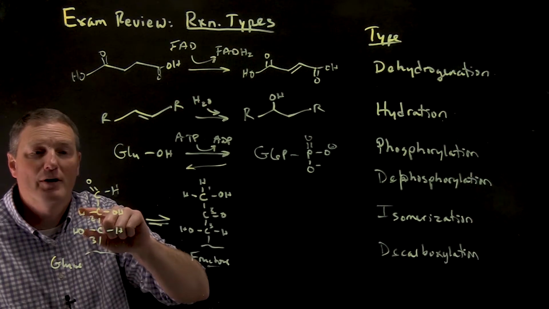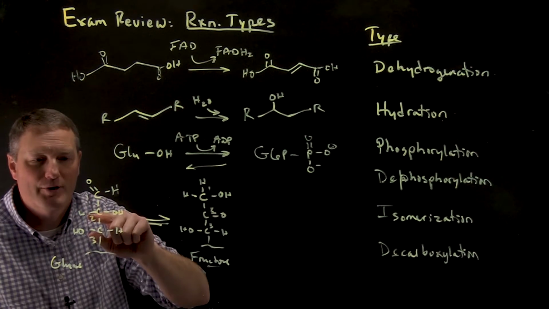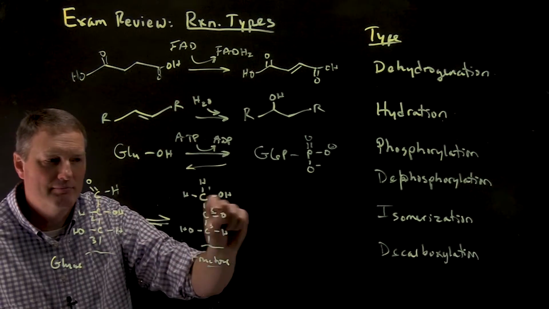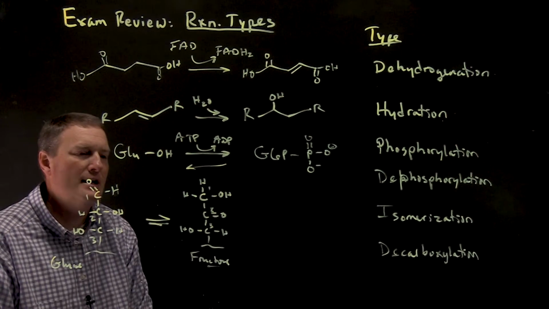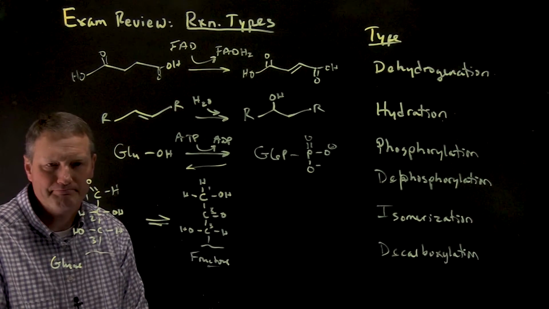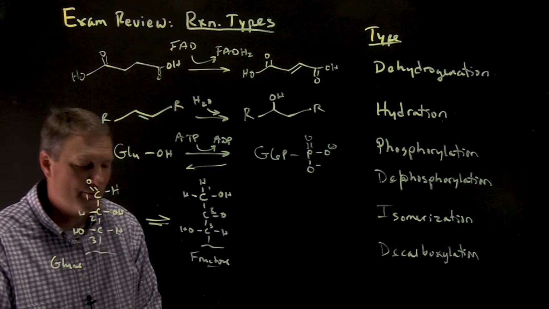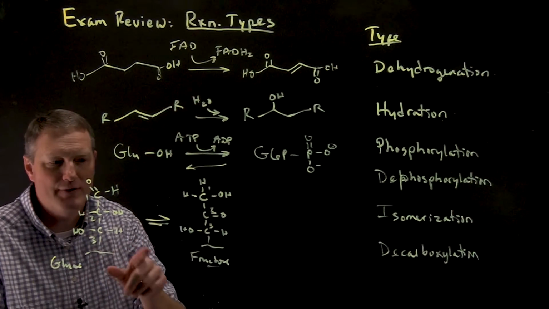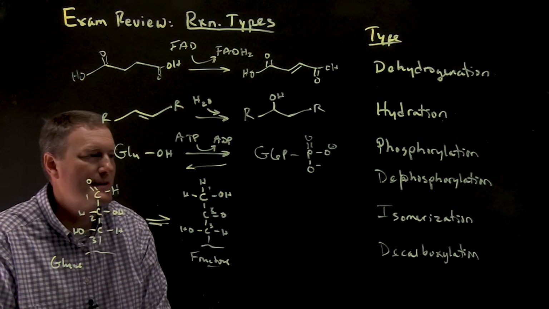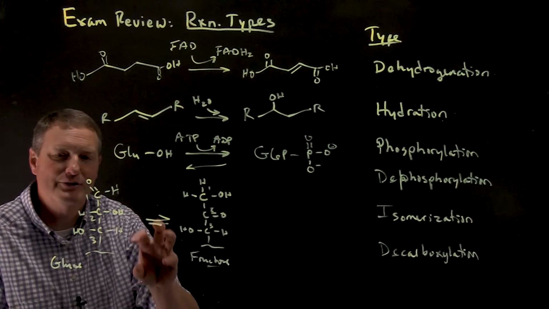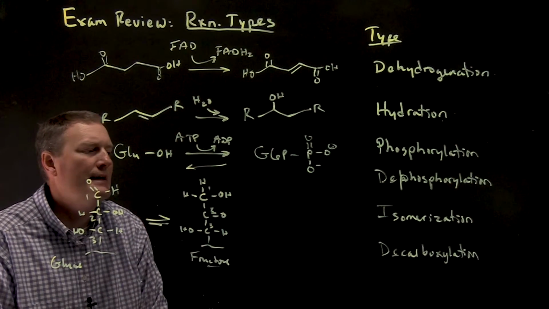Notice this also involved the transfer of a hydrogen from carbon 2 to carbon 1 so that we could have the correct number of bonds here. So that's a classic example of an isomerization reaction, the conversion of glucose 6-phosphate to fructose 6-phosphate. And if you look at the name of the enzyme, it actually has the word isomerase in it.